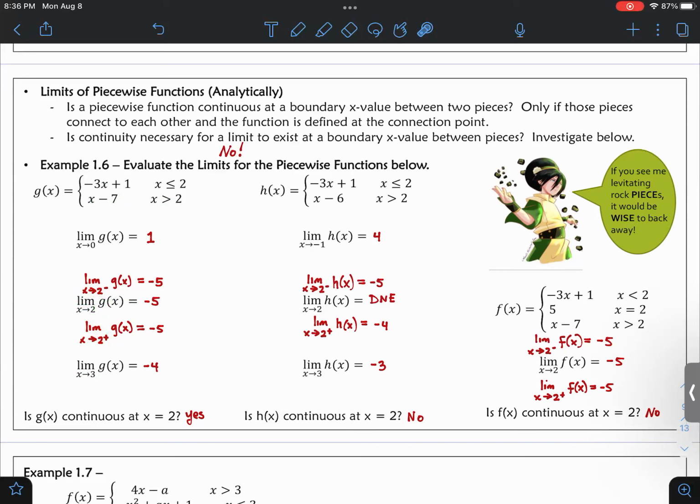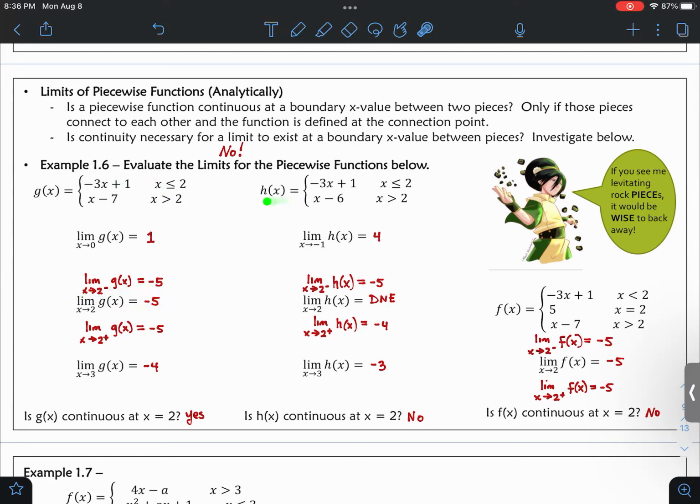This is where you have to actually check both sides. Even though this is asking me about x approaching 2 in general, I'm going to separately look at the left and the right. So what that means is I'm going to have to plug x equals 2 into both pieces: what's happening from the left, what's happening from the right. If I plug a 2 into this first piece, I get back a -5. If I plug a 2 into the second piece, I also get back a -5. That's really good news because that means the pieces are actually connecting at x equals 2 and the overall limit itself is -5.